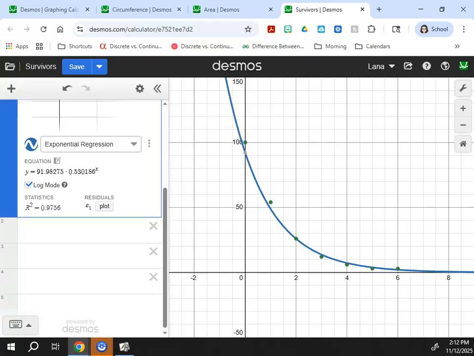Because honestly, I don't even know when you would use the non-log mode. So I'm assuming probably in a higher level statistics class or something. I don't even have the first clue, to be honest with you.